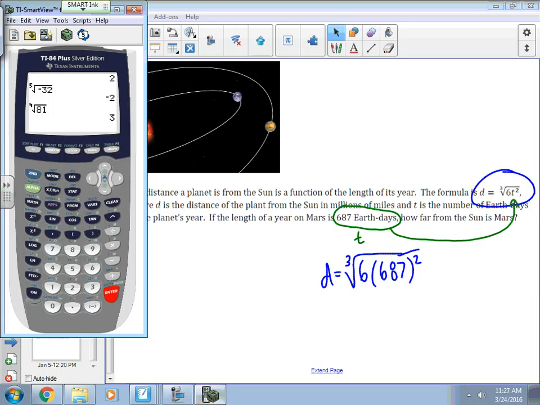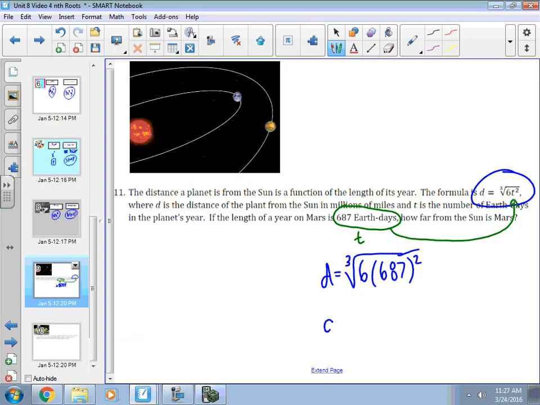So do cubed root of 6 times parentheses 687, close the parentheses. Don't forget about the squared because there's a squared in that equation. Hit enter and we should get the answer. Looks like we get about 141.5. Now be careful here.